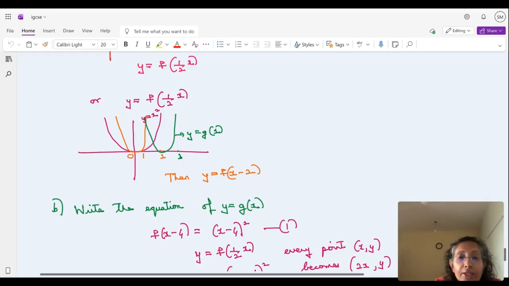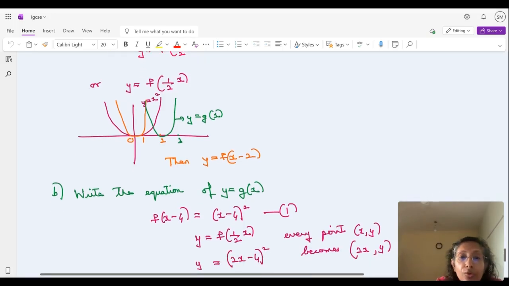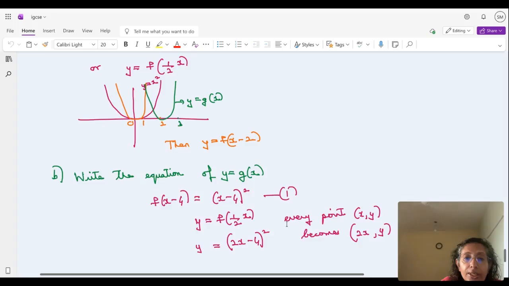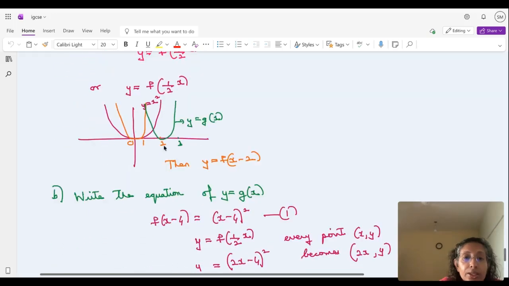Write the equation of y equal to g(x). So we take the first part, y equal to f(x minus 4). So the graph is shifted 4 units to the right. So x squared becomes (x minus 4) the whole squared. And y equal to f(half x), every point (x, y) becomes (2x, y). So this will become (half x minus 4) the whole squared. As we can see for this graph, first we shifted it 4 units to the right, and then y equal to f(half x), every point (x, y) becomes (2x, y). So this will be the resultant graph.